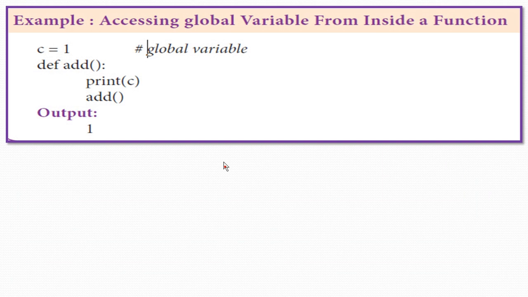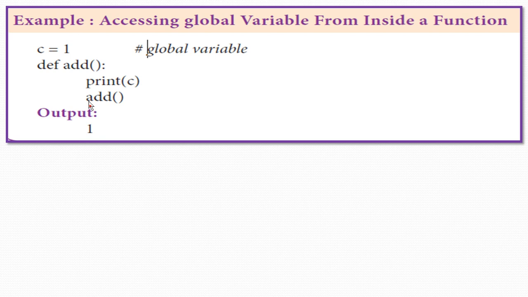Here is one example, accessing a global variable from inside a function. Here c equal to 1 is defined outside the function add, so it is called a global variable. We can print this inside the function also: print c, we get the value 1.